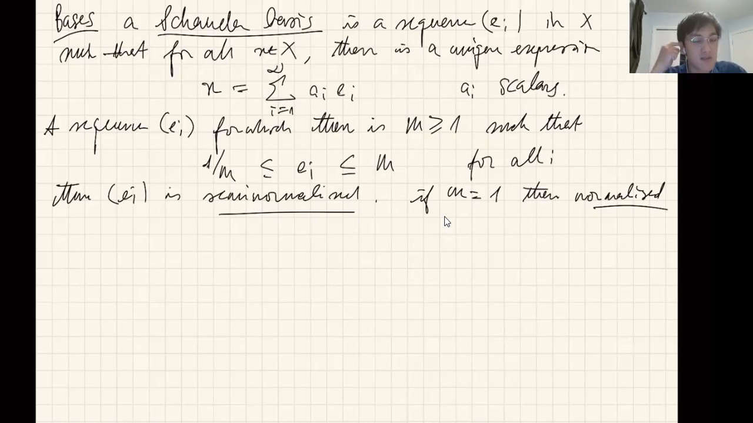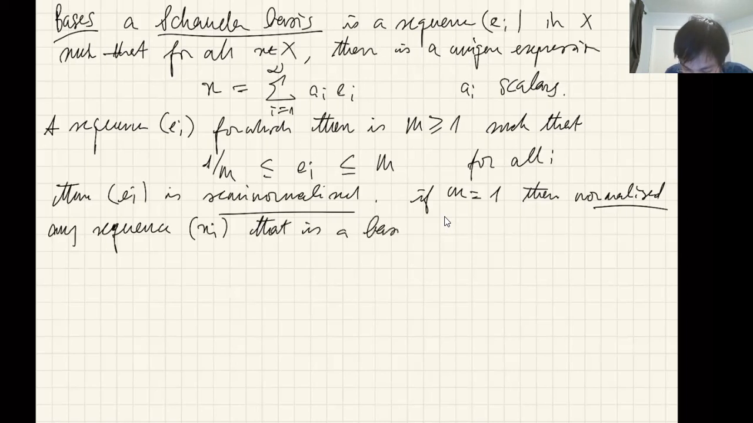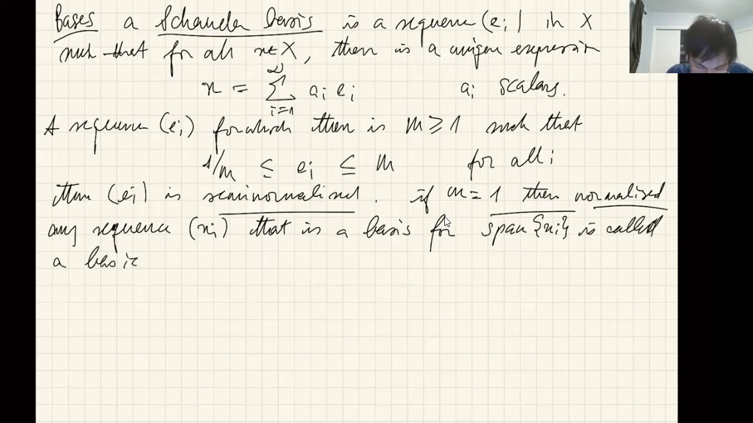And actually, it doesn't even need to be a basis. It could just be a sequence. And why that's important is because sometimes we're not going to have a basis, but any sequence x_i that is a basis for the closure of its linear span is called a basic sequence.